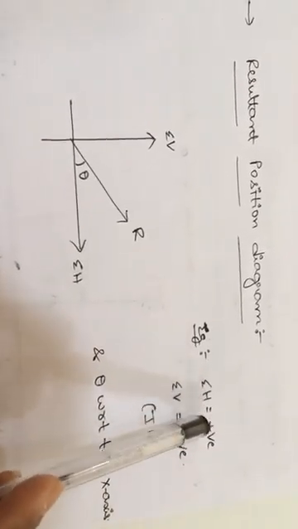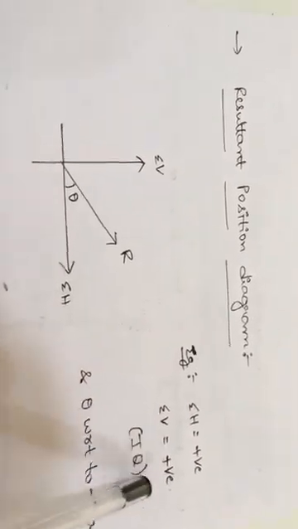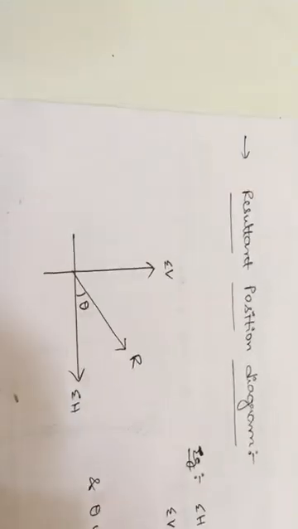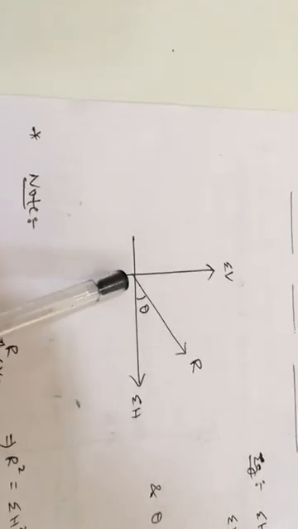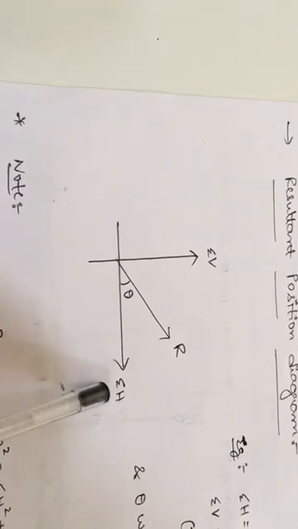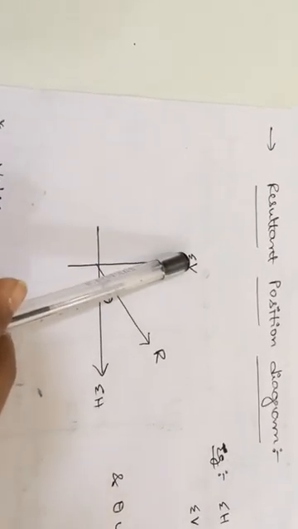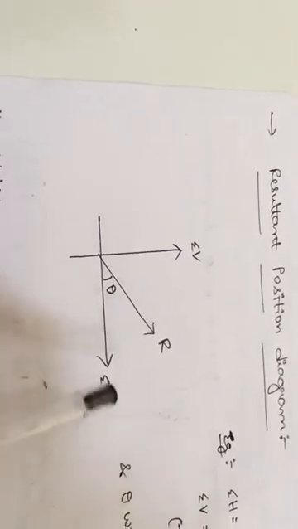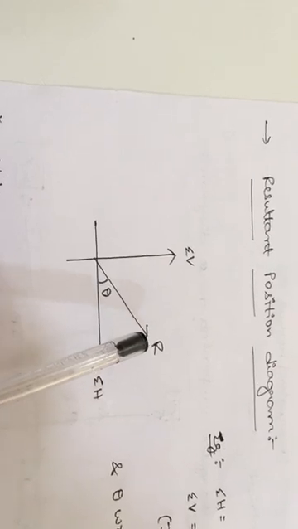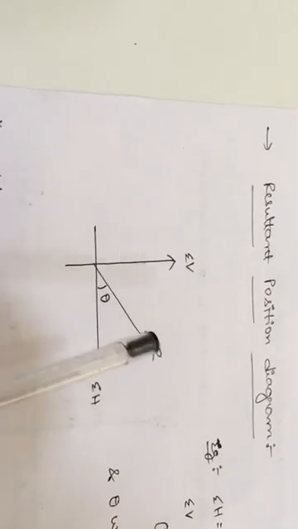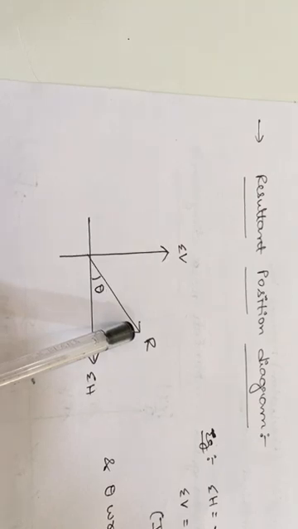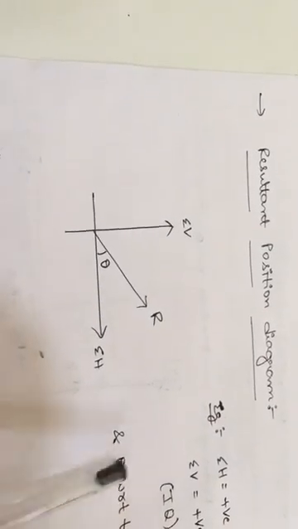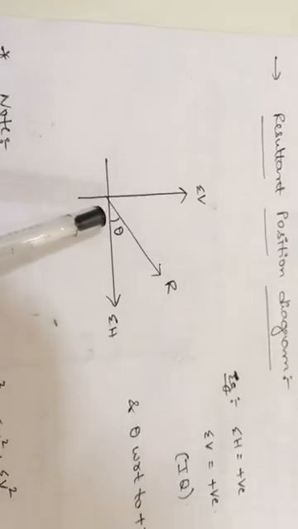if sigma h is positive and sigma v is also positive, then according to the sign convention, sigma h is directed towards the positive x-axis and sigma v is directed towards the positive y-axis. So obviously the resultant should be directed towards the first quadrant only. The resultant will lie in the first quadrant with the theta value, according to the calculation, measured with respect to the positive x-axis.